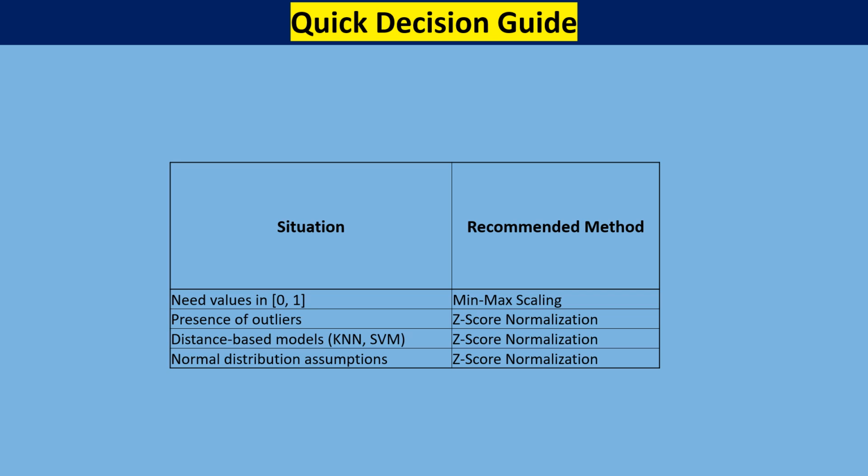Quick decision guide. Need values between 0 and 1? If your algorithm is modeled on a dataset strictly between 0 and 1, like a neural network or image pixel data, min-max scaling is the ideal method. It keeps all data within a fixed range, which can be crucial when activation functions are bounded, like sigmoid or tanh.